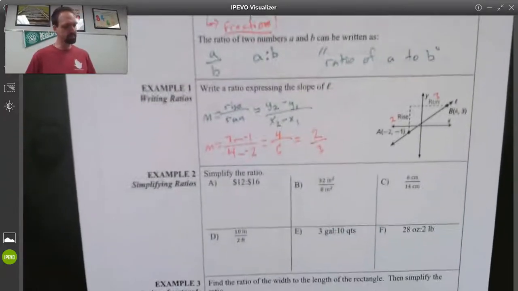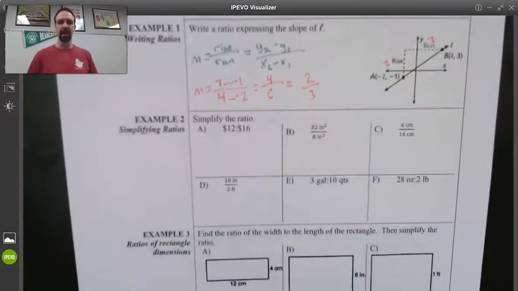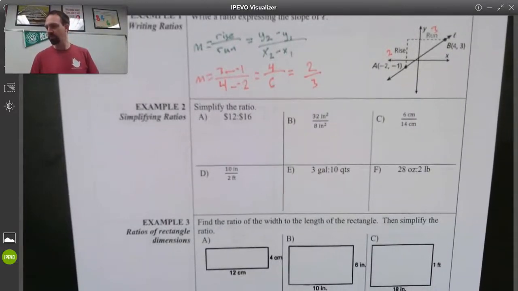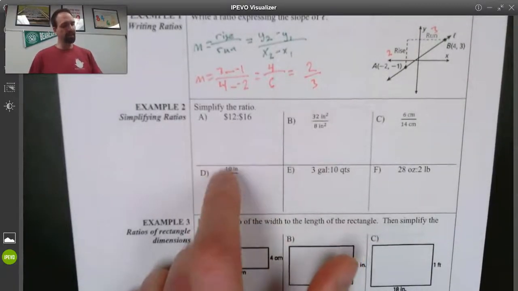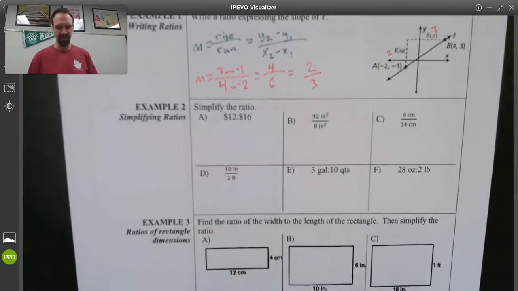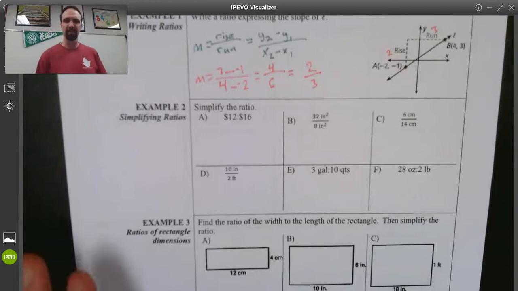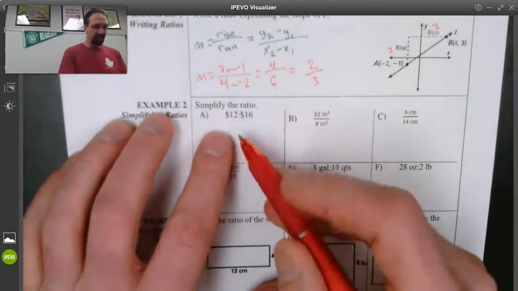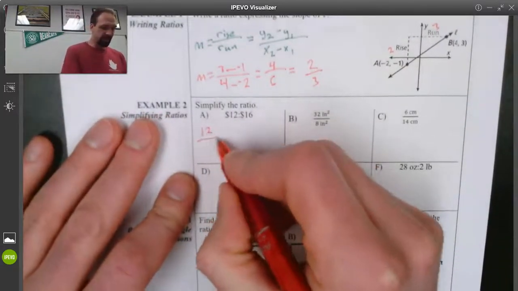Here we're simplifying the ratio for example 2. When we simplify ratios, we're always talking about the final value that we get. You should not have any units when you're simplifying. This says $12 to $16. Maybe this example is talking about how for every $12 you spend making a product, maybe a candle, you earn $16 when you sell it. So what's the ratio of your profit?